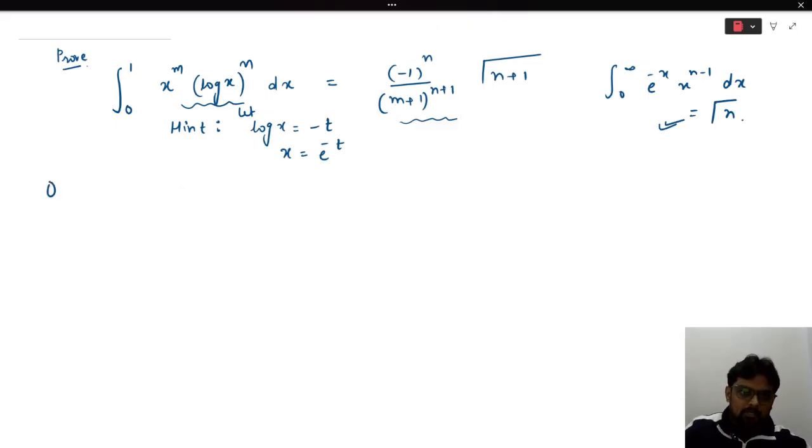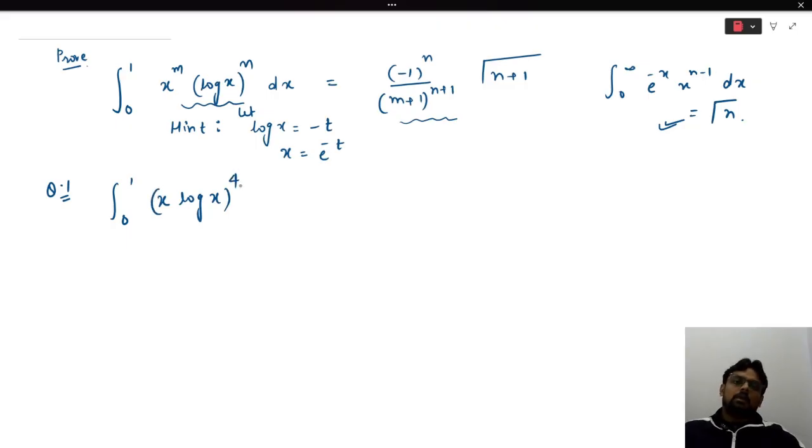Question number 1 on this property: integration of 0 to 1 x to the power x log x to the power 4 dx. So this is important. When we have integration 0 to 1 x to the power something and log x to the power something, then we can use this formula here.